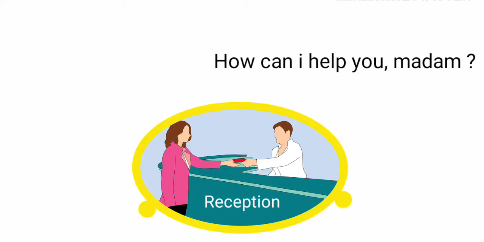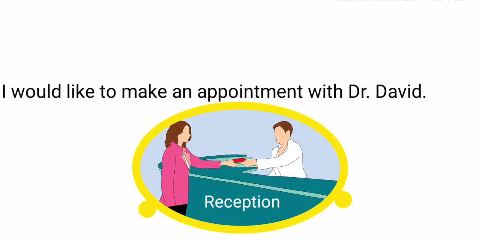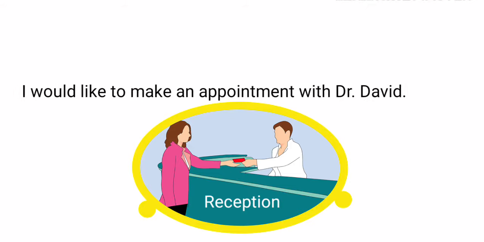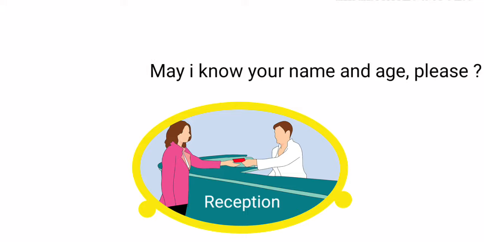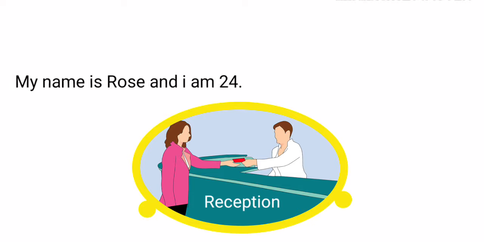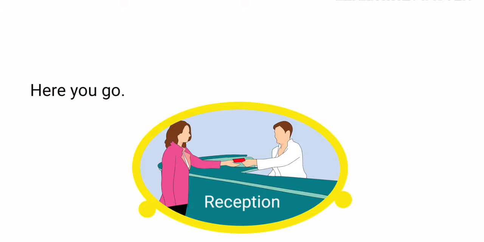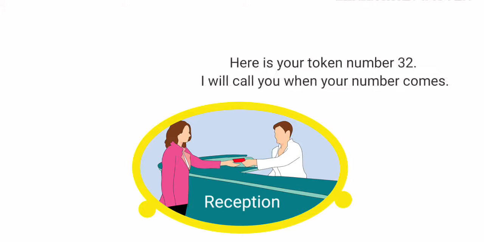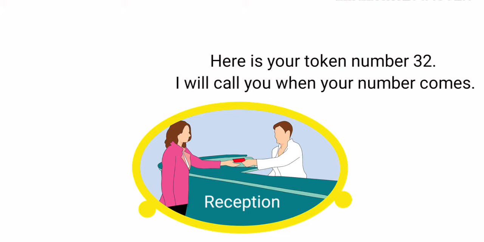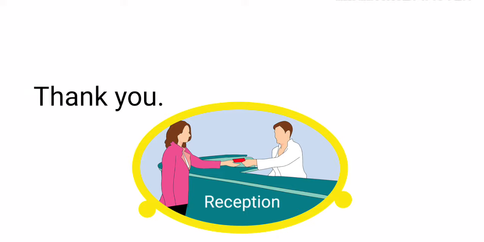How can I help you, madam? I would like to make an appointment with Dr. David. May I know your name and age, please? My name is Rose and I am 24. Got it. The fees is $40. Here you go. Here's your token number, 32. I will call you when your number comes. Thank you.